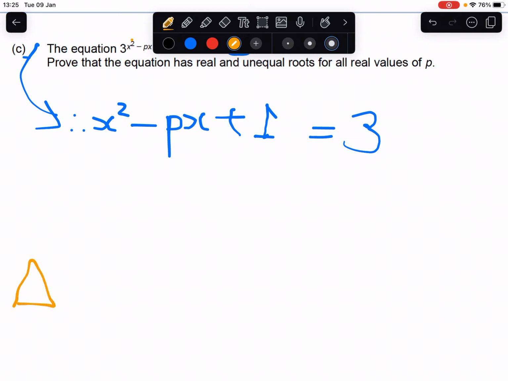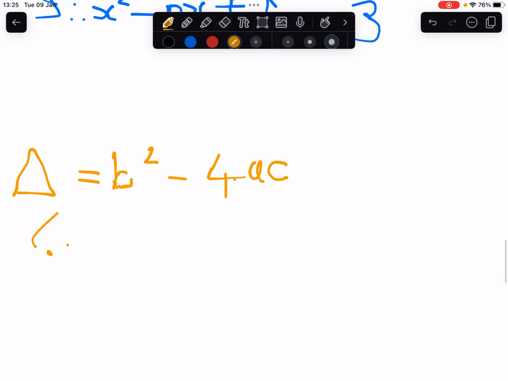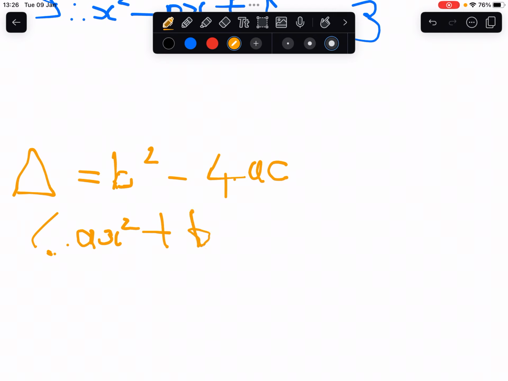We symbolize it with the delta symbol, and that is b squared minus 4ac, right? In case we're wondering what is the b, what is the a, what is the c, which is a perfectly valid question, this is for an equation ax squared plus bx plus c is equal to 0, right?